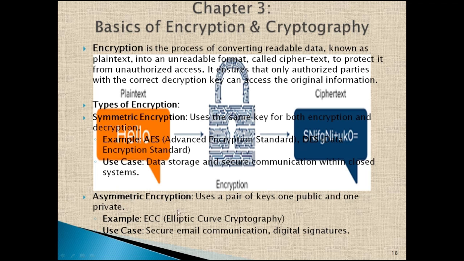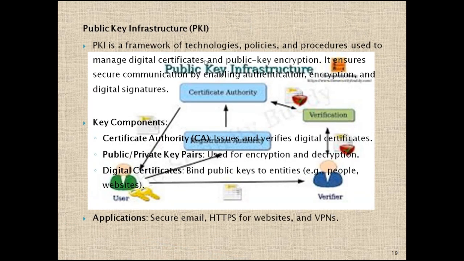Then we also have asymmetric encryption, which uses a pair of keys, one public and another one private, in order to encrypt and decrypt. An example is ECC, elliptic curve cryptography. Use cases: secure email communication and digital signatures. So let's make progress.